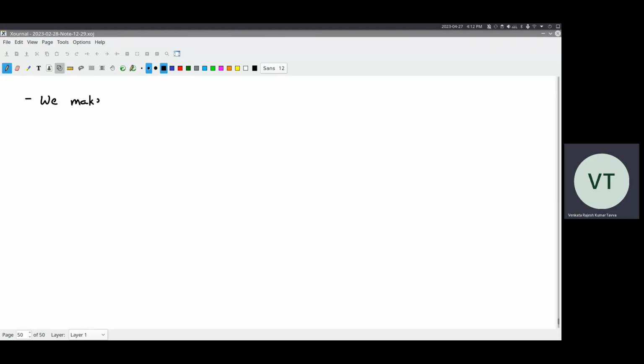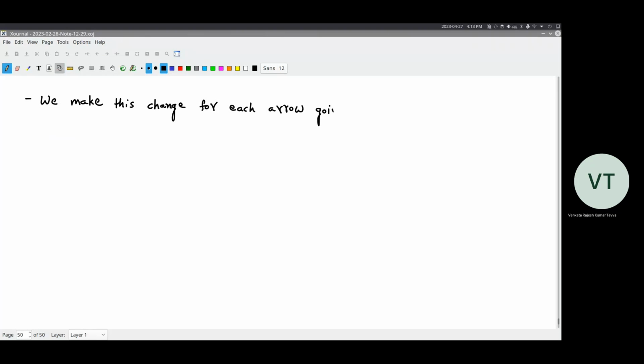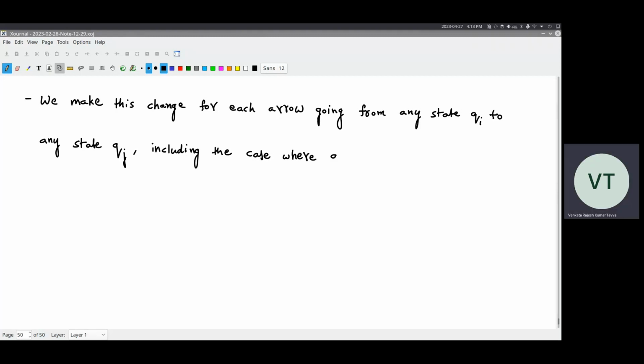We make this change for each arrow going from any state Qi to any state Qj, including the case where Qi equals Qj.